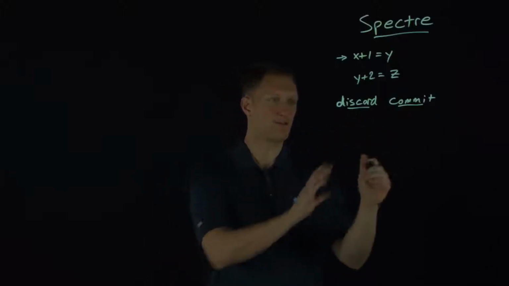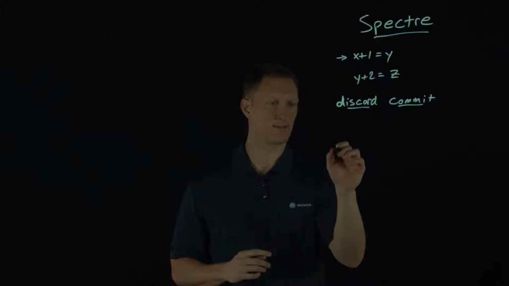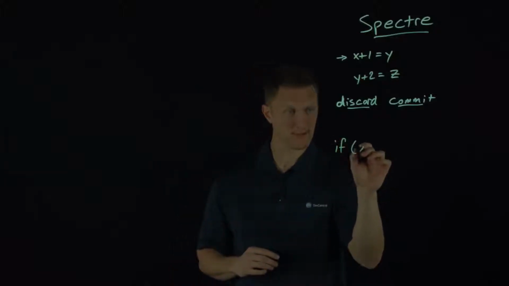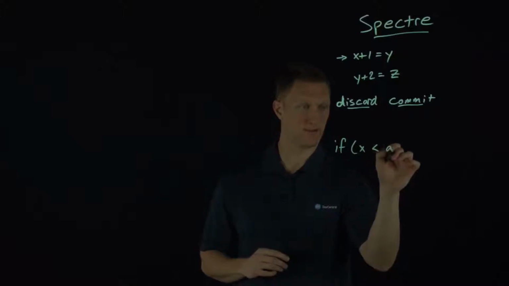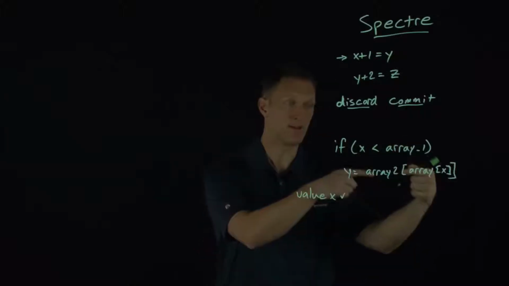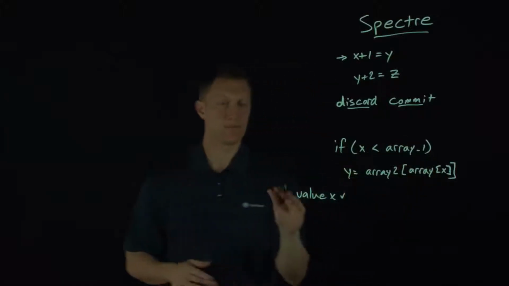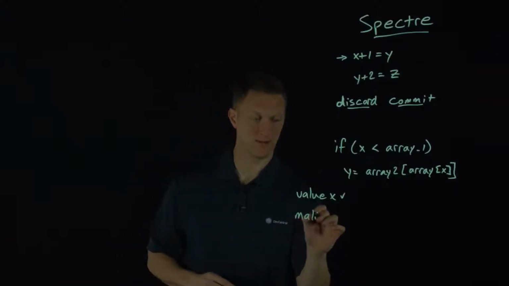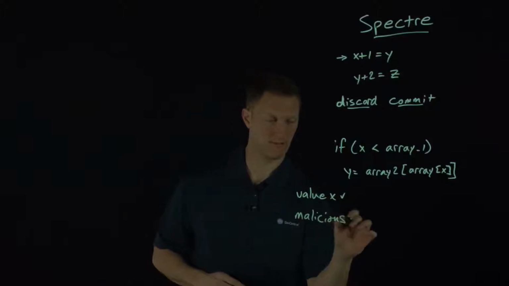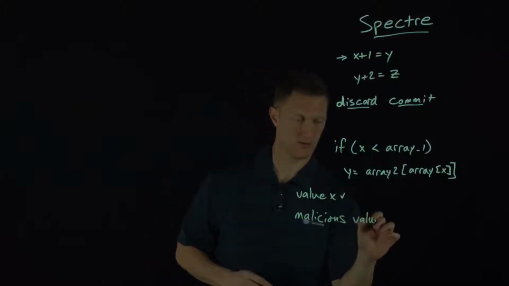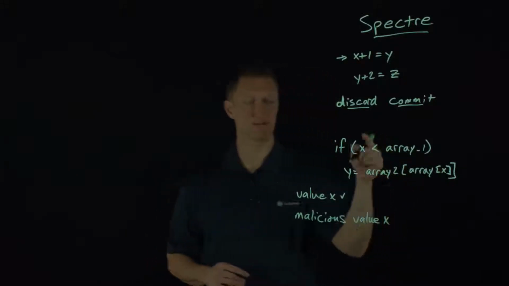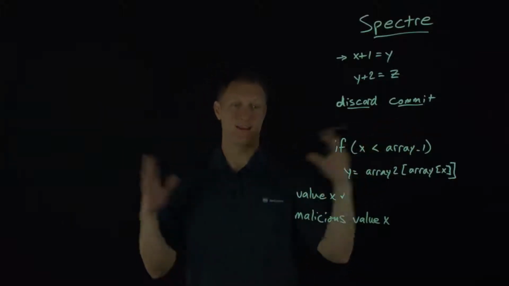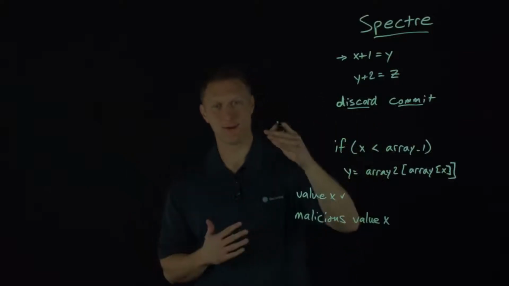All right, so to kind of break it down, just a really quick thing. Let's say that you have a set of instructions like this. Let's say you have an if statement: if x is less than array 1 size, go ahead and do this next instruction. But then what the attacker does is they send in a malicious value x into this, and it's actually greater than array 1 size, and because they're bad guys, they're like, hey, we're going to throw a curveball at you.